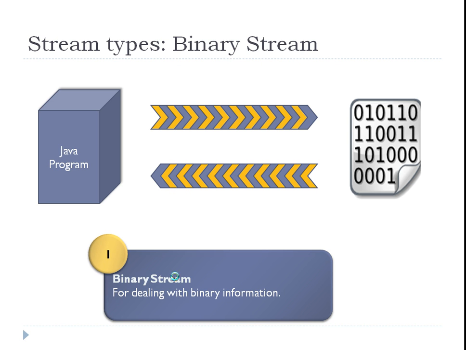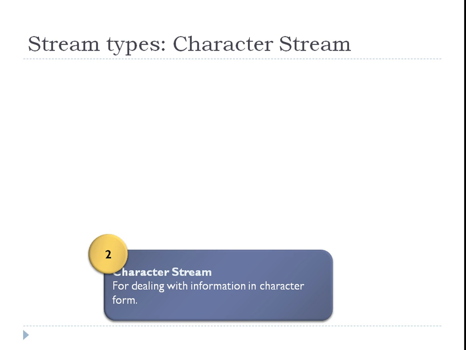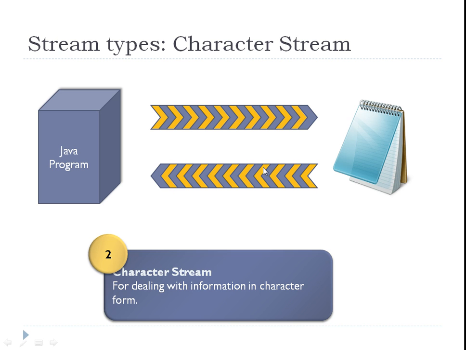Another type of stream is the character stream. If you want to read from a text-based file, these streams should support the flowing of characters, so they are known as character streams. So we have divided streams in total into two ways: on the basis of direction, one is input and the other is output, and on the basis of the type of information flowing through the stream, one is the binary stream and the other is the character stream.